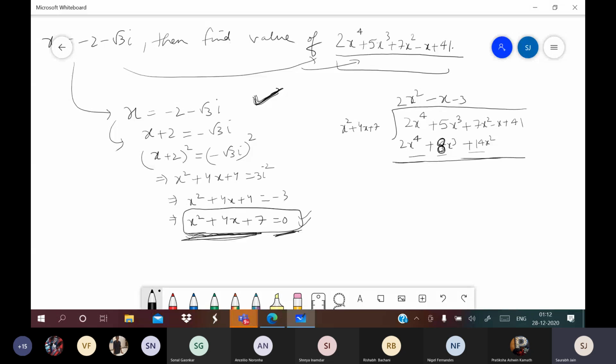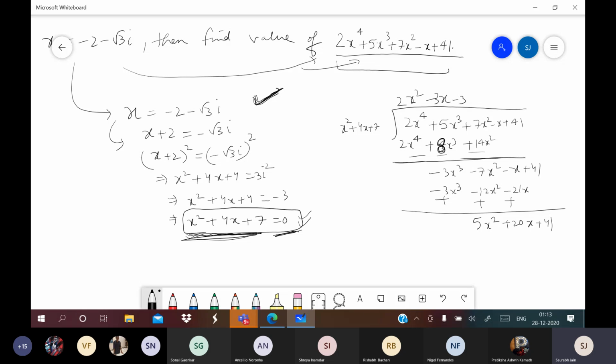8x cube then 14x square. Now this is okay. So it will be minus 3x cube minus 7x square minus x plus 41. Now the next number will be minus 3x, right? So it will be minus 3x cube minus 12x square minus 21x. Okay. So this will be now plus plus plus. Okay. So 5x square plus 20x plus 41.